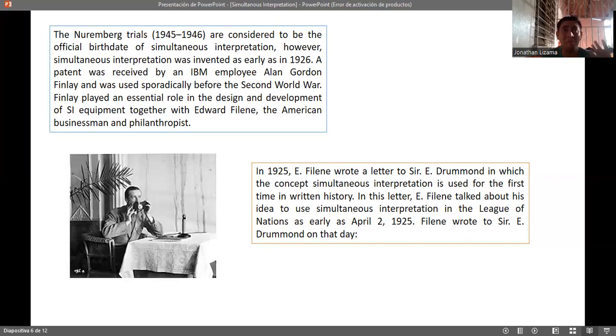So many linguists consider that simultaneous interpretation was first used in Nuremberg trials. But according to history, the first time was used for Gordon Freeman, right? Alan Gordon Freeman. So you can see the importance of simultaneous interpretation. Nowadays, it is very used, right, around the world for many things, for many important organizations or international organizations. Maybe one day you can stay there, right?